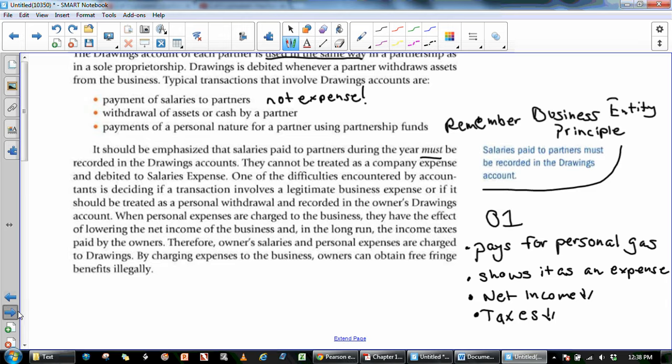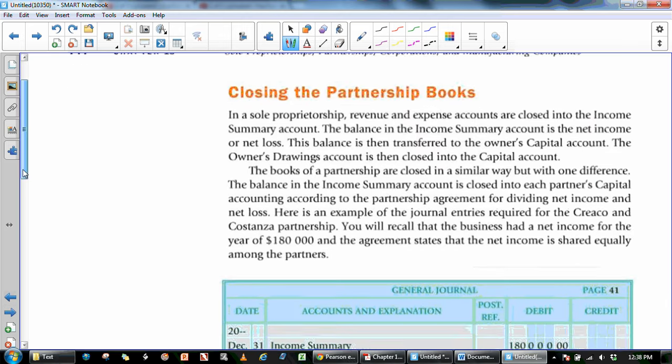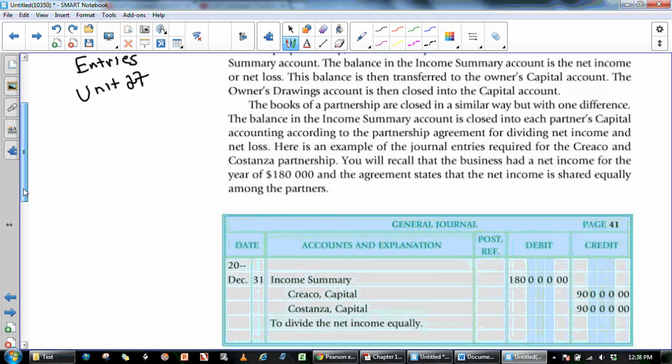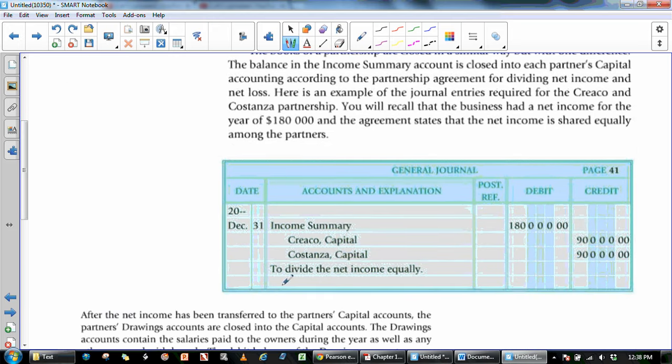Let's go to the next page. So here's how we close the partnership's books. So remember closing entries, we just did that in unit 27. Okay, so I'll take you there in a second. So closing entries we did in unit 27 and you've done before. This was for merchandising businesses and you've done closing entries for service businesses previously in accounting 1, and we reviewed it at the beginning of the year. So we're looking at Kriego and Costanza.